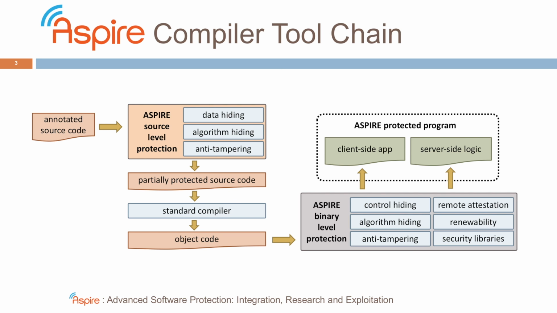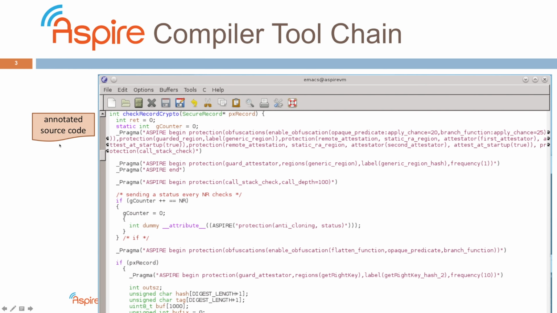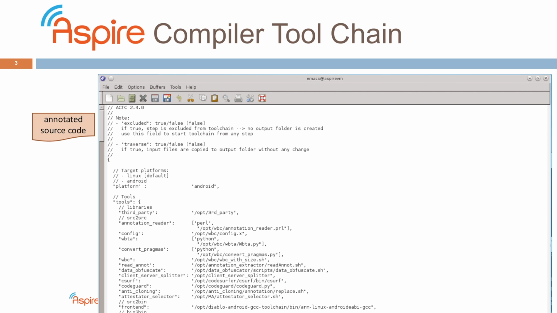During the project, we actually realized this whole toolchain. If you look at the source code annotations that we developed, here you have an example. These are extremely easy to use. Furthermore, you can configure the toolchain via JSON files, which are easy to read and edit by humans.